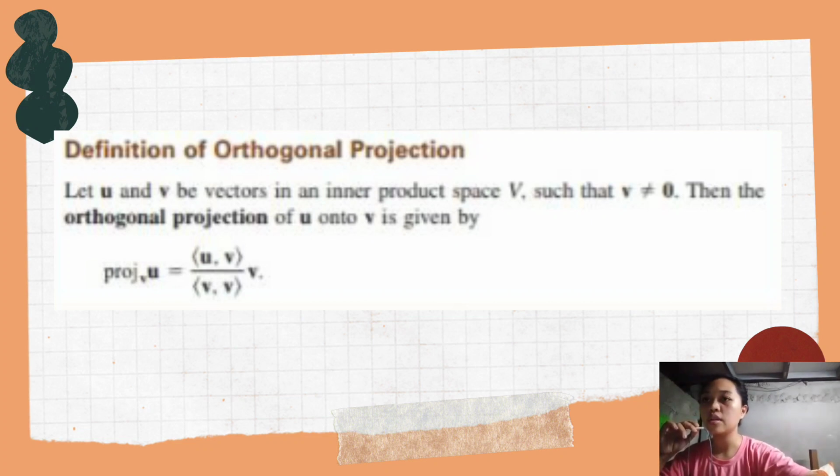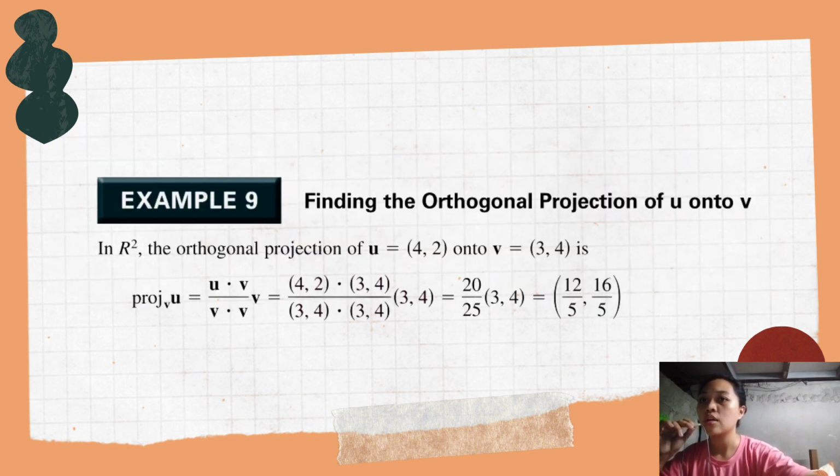Next, we have here the definition of orthogonal projection, wherein V should be non-zero, or V is not equal to 0, then U can be orthogonally projected onto V. The given formula is that the projection of U onto V is equal to the inner product of U and V over the inner product of V and V, times the vector V.